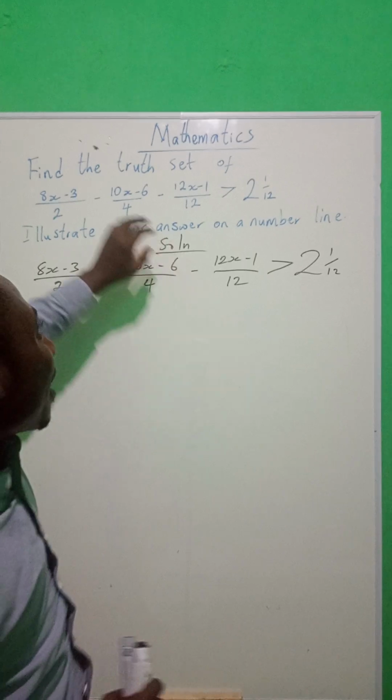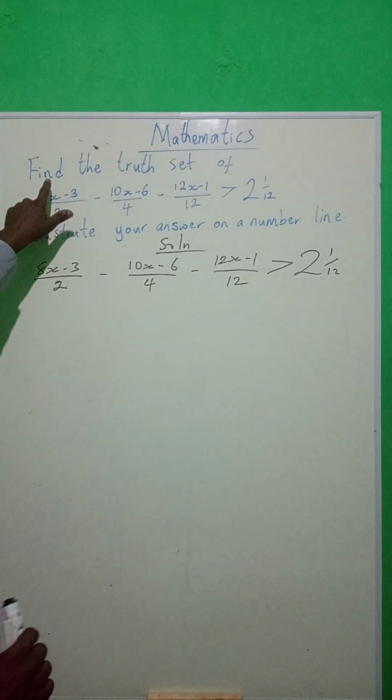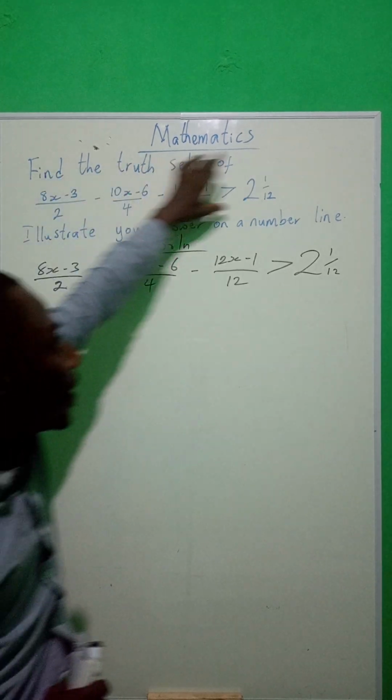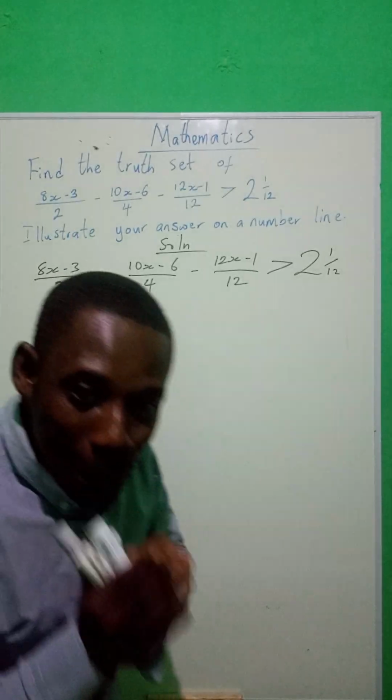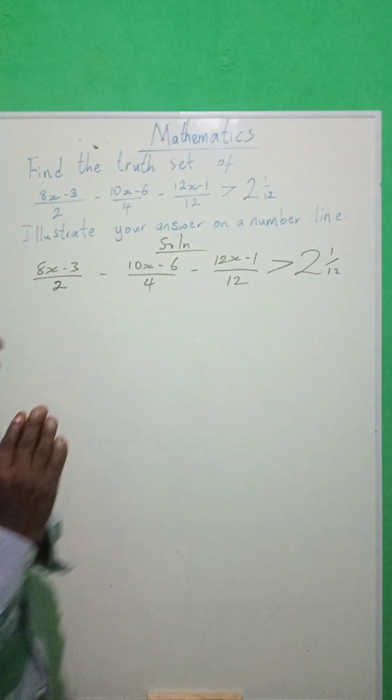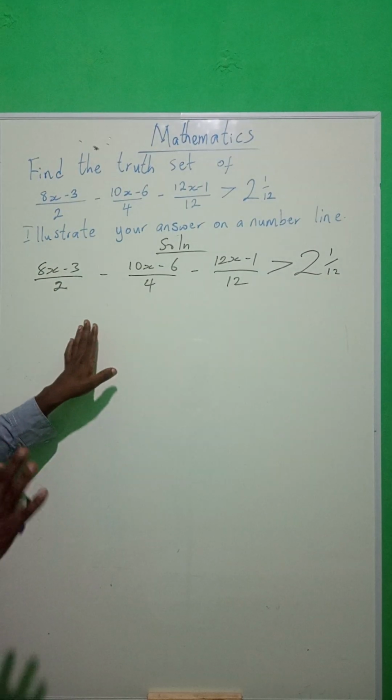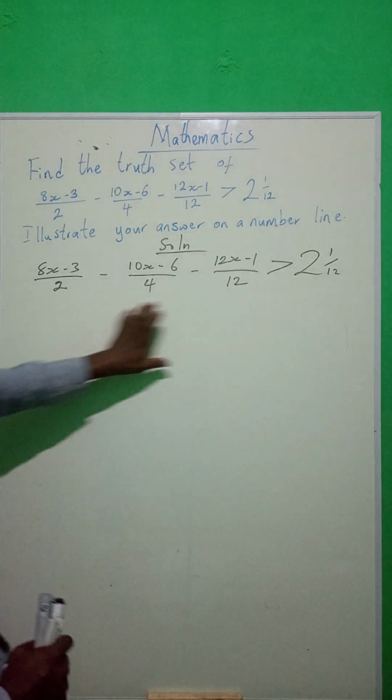In today's lesson, we're looking at a question on linear inequality. The question goes this way: find the truth set of this inequality and then illustrate your answer on a number line. This is very simple, and we can try it together. So I have just repeated the question here.